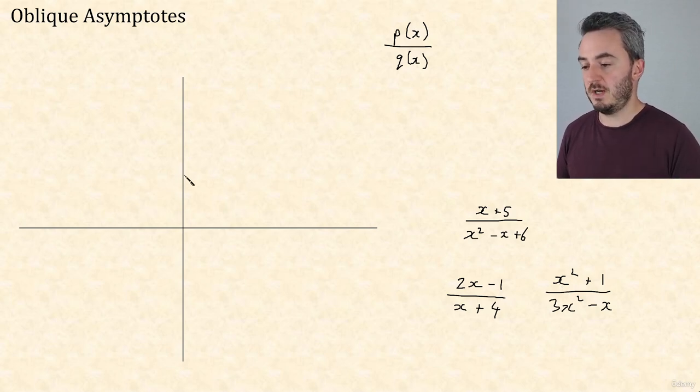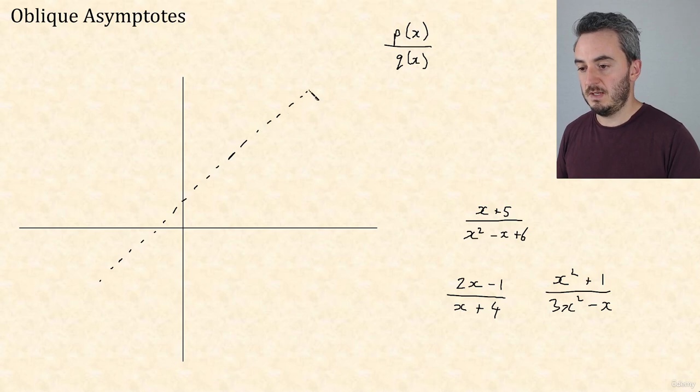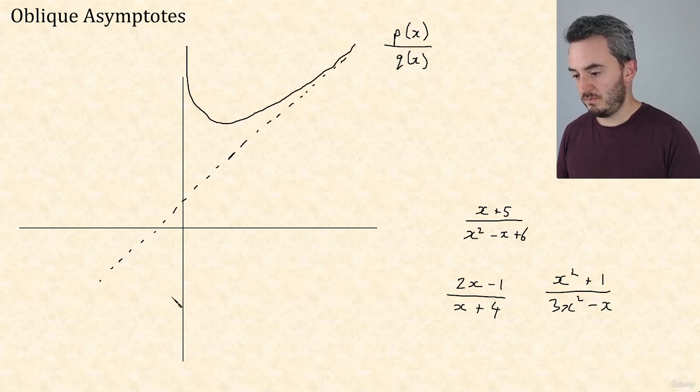Oblique asymptotes are asymptotes which are on the diagonal. So for instance, we might have an asymptote like this. And maybe what the curve actually does is something like this. So here, the sketch I've drawn has a vertical asymptote, but it also has this oblique asymptote, and that is the curve approaching a diagonal line.